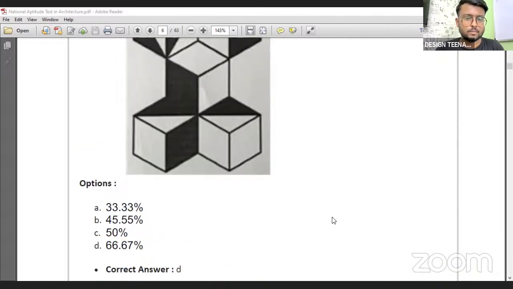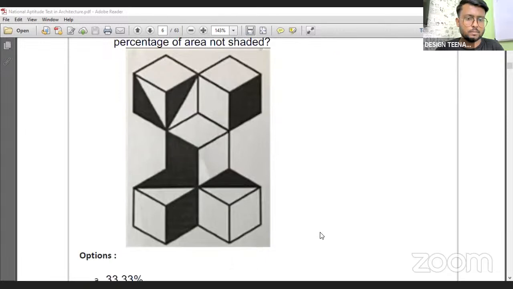Sir, in this there are 12 visible surfaces, no? How come 12 visible surfaces? Quickly check: surface 1, surface 2, surface 3. Every square has 3 surfaces. This is square number 1, square number 2, square number 3, square number 4, square number 5. How many visible surfaces now? 15, right?